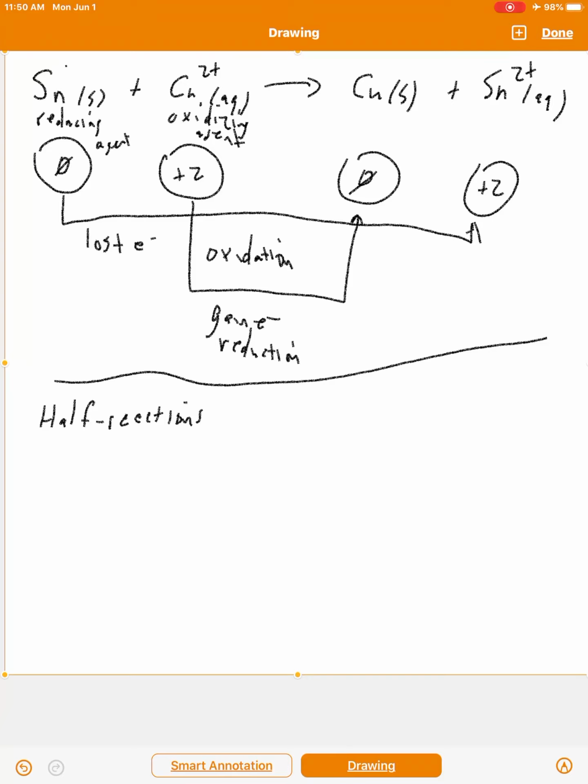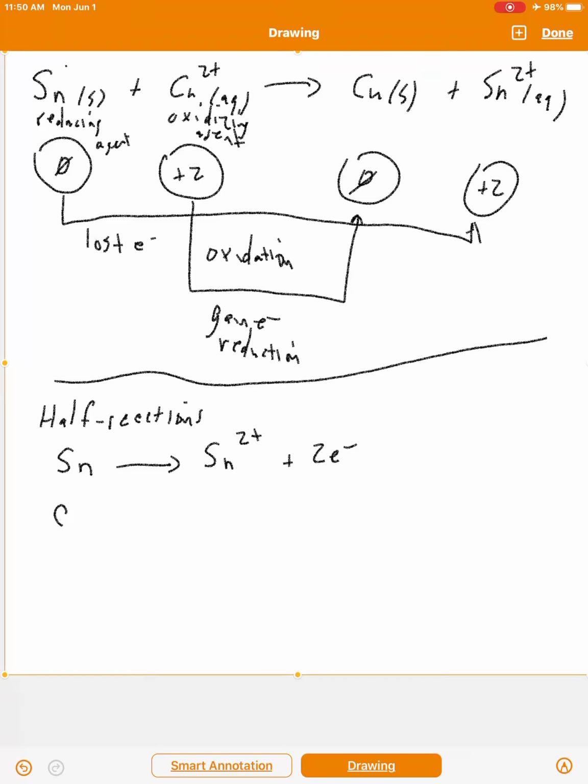The way you would do it is you would take the first element, which is tin. I'll leave the states of matter out, and you just write what you see in the equation just for that element. And then you add electrons to the more positive side so that the charges are the same on both sides. So for the tin, it starts off with an oxidation number of 0. It ends with a charge of +2. So it had to lose 2 electrons. So we put 2 electrons on the product side.